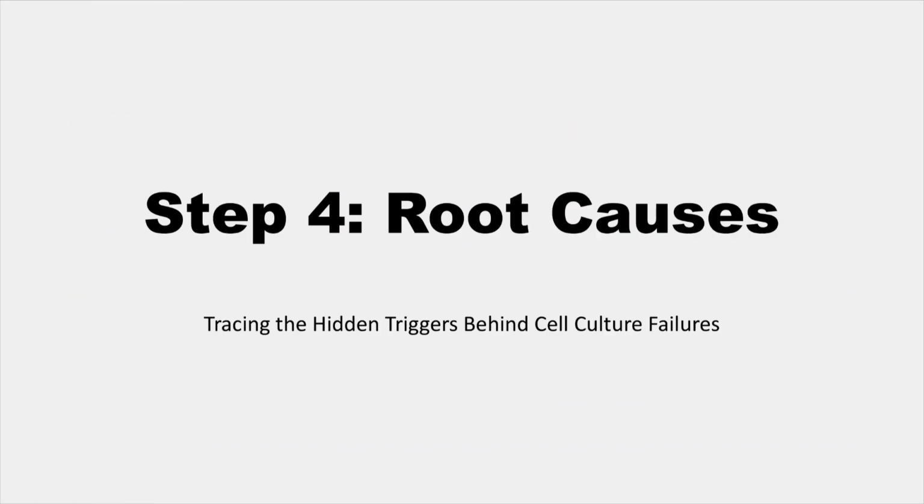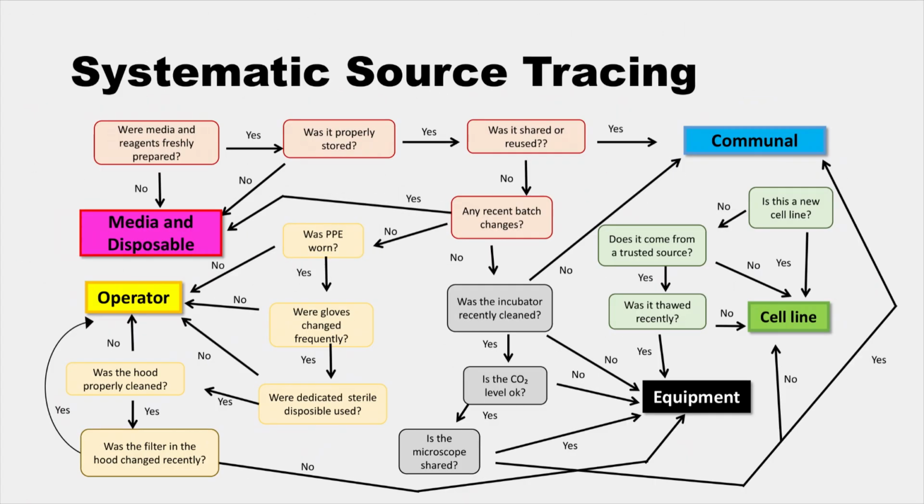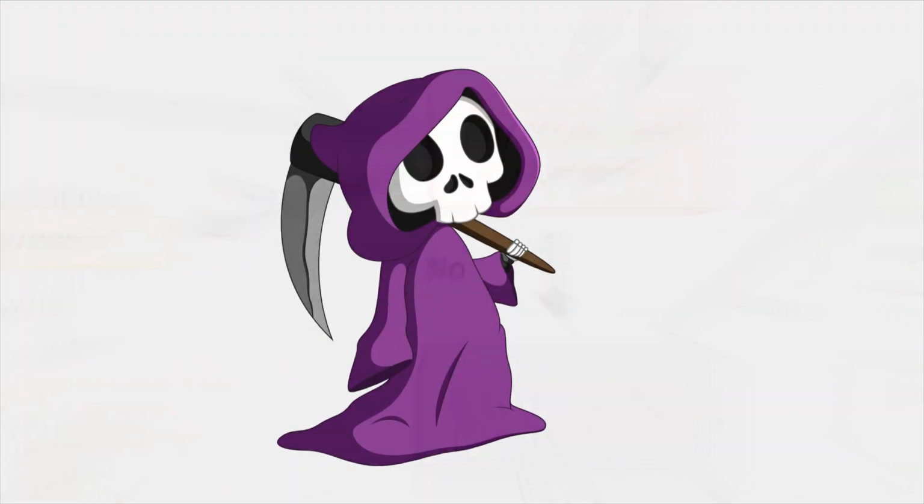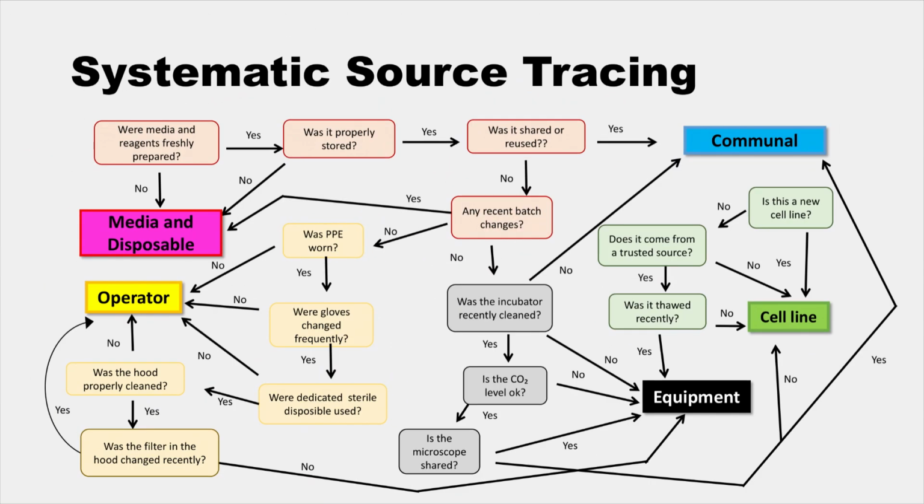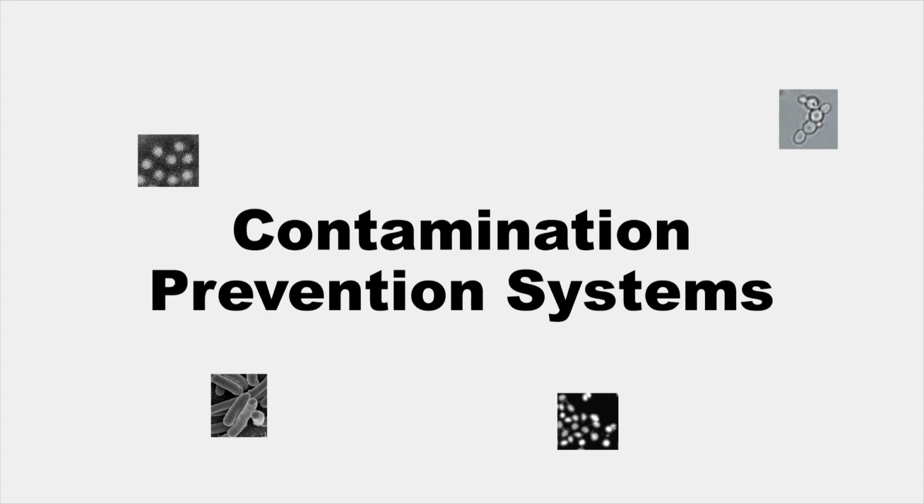If you are wondering, where did the contamination come from? Well, I made a flowchart. Don't worry, I'm not spending my whole life on this. Mine is too short. I tried making a flowchart to trace the contamination source, but honestly it could be anything. Media, operator, equipment, cell line. To find it, go step by step. Or better yet, prevent it altogether.